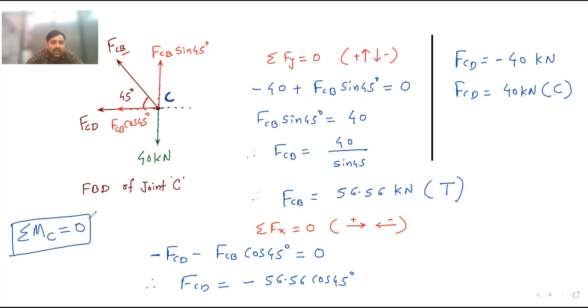नाही. No sir, नाही मिळणार नाही. का मिळणार नाही, सगळे forces C मधनं pass व्हायला लागलेले आहेत ना. All the forces, CB पण C मधनं pass होतो, FCD पण C मधनं pass होतो, 40 kN पण सी मधनच पास होत आहे. मग सगळ्याची मुवमेंट किती येईल?